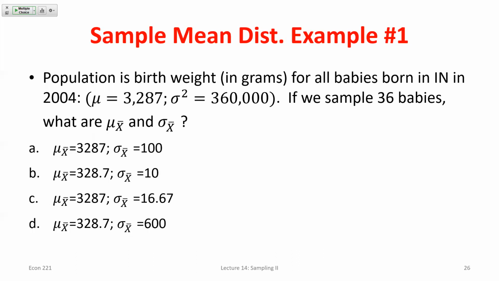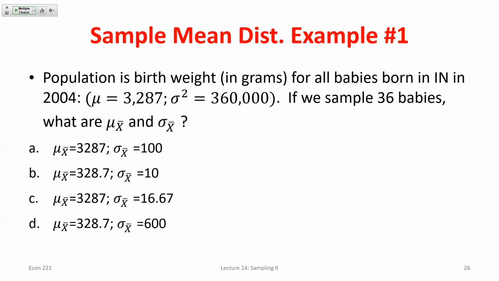So let's say I had this data set where I have all these births in Indiana from 2004 and a bunch of information on these births. I know that the original variable I'm sampling from, this birth weight, has a mean of 3,287, and the variance, or the variation that exists in that variable, is 360,000. If I wanted to find the mean of my sample means and the standard deviation of my sample means for samples of size 36, what would it be?